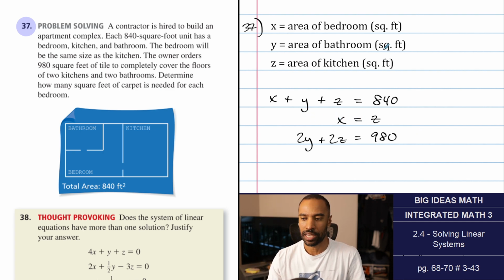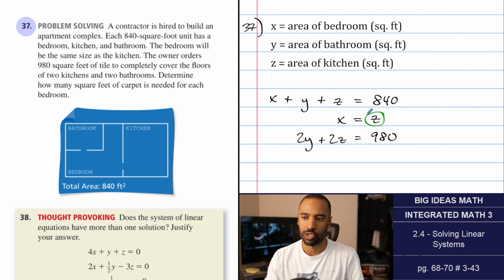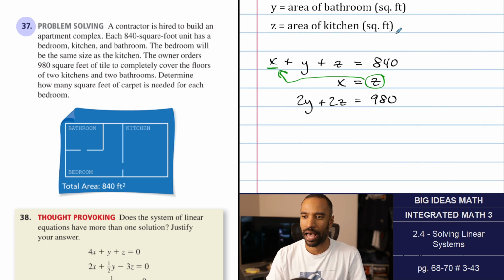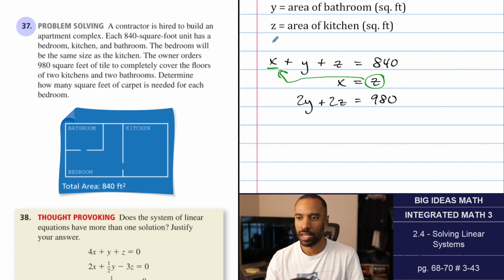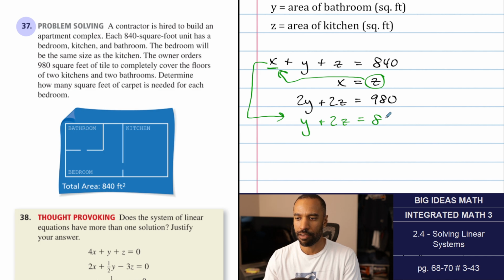Now, x equals z is a pretty straightforward substitution here. I'm going to let z take x's place right there. And now we'll have z plus z, which is 2z. So I'm going to take the top equation, and rewrite it on the bottom as y plus 2z. Whoopsie. Y plus 2z equals 840.